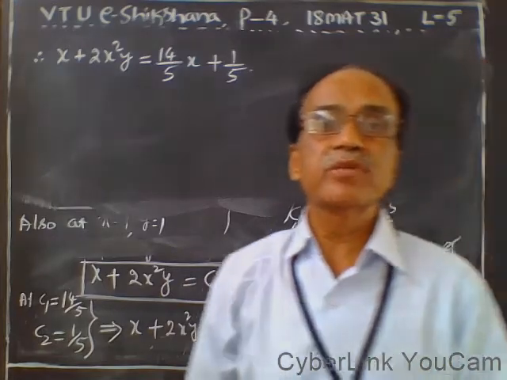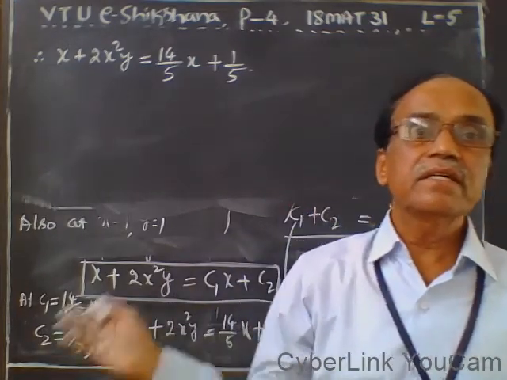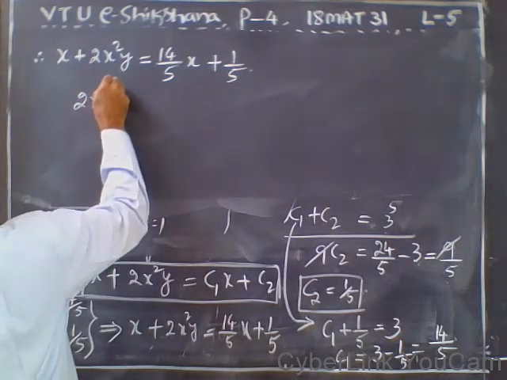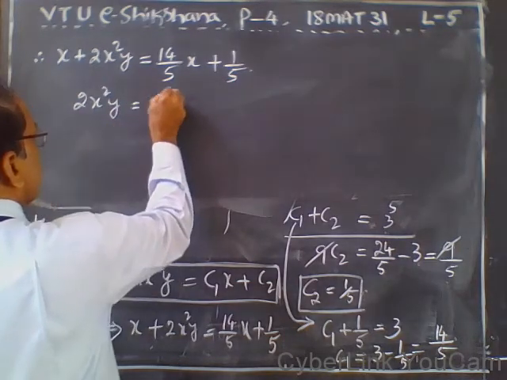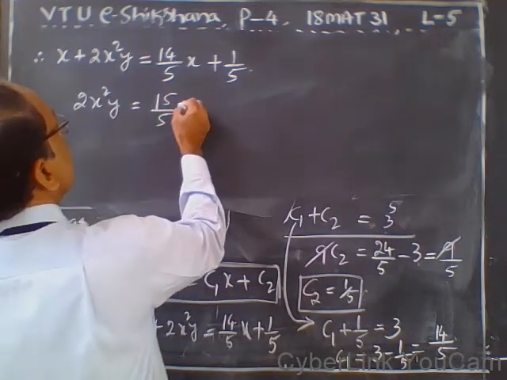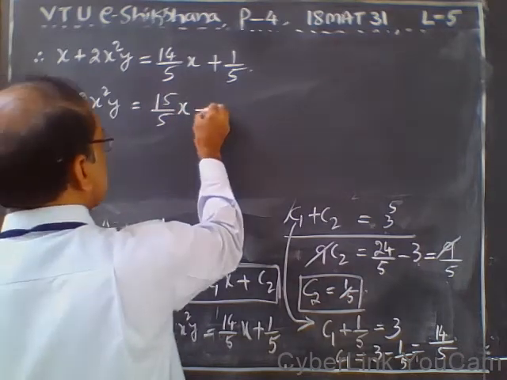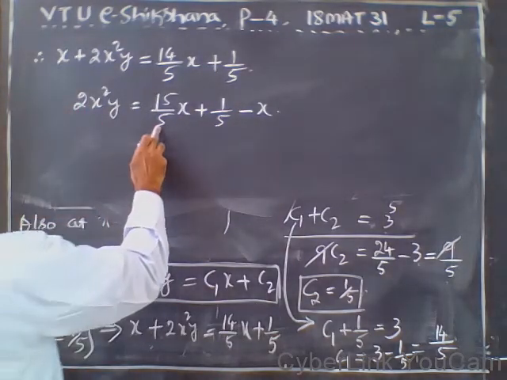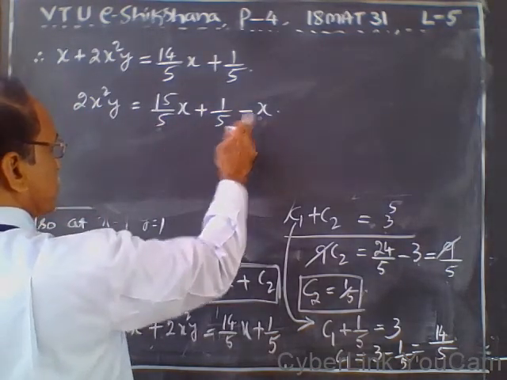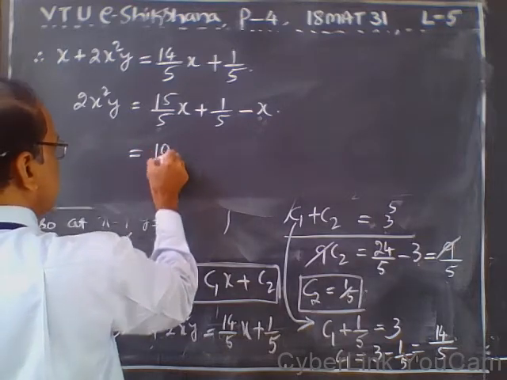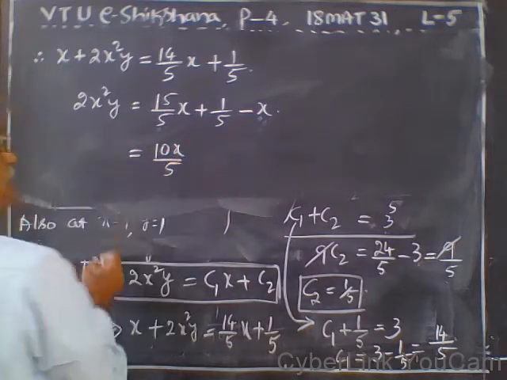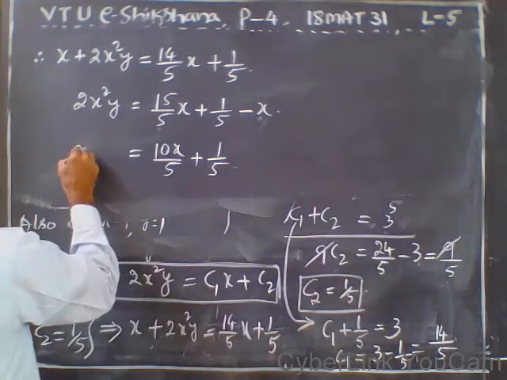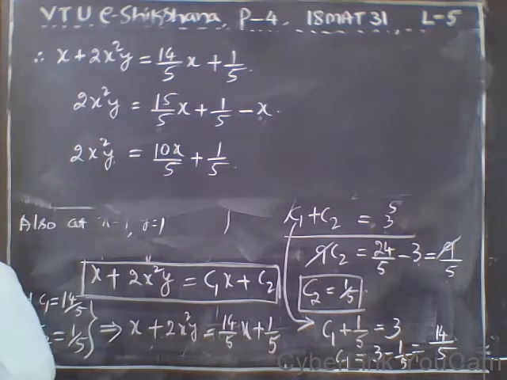Let us simplify this equation, putting y on the left side and writing all the other terms on the other side. Therefore, 2x square y is equal to 14 by 5 x plus 1 by 5 minus x. Then you can simplify between these two terms: 14 by 5 x minus x is 9 by 5 x, plus 1 by 5. This is 2x square times y.